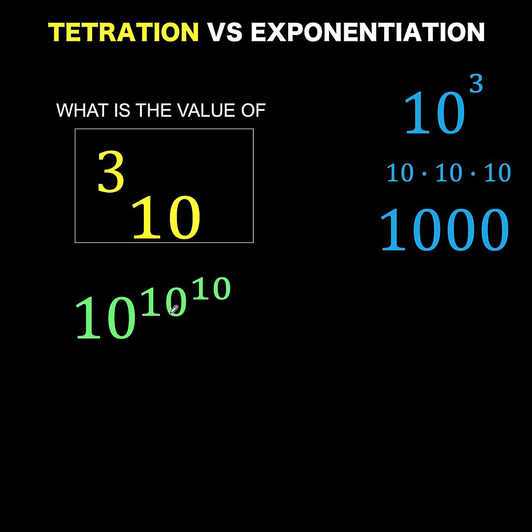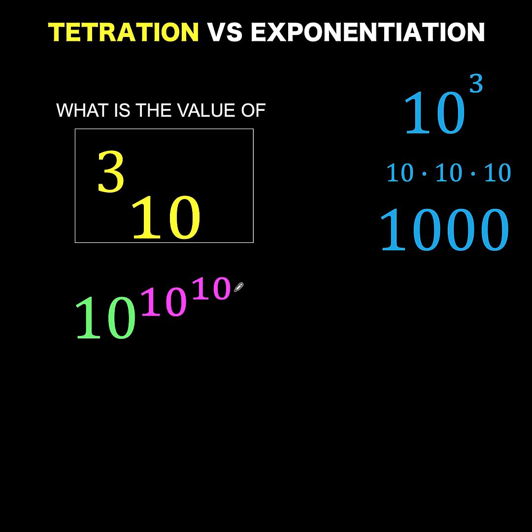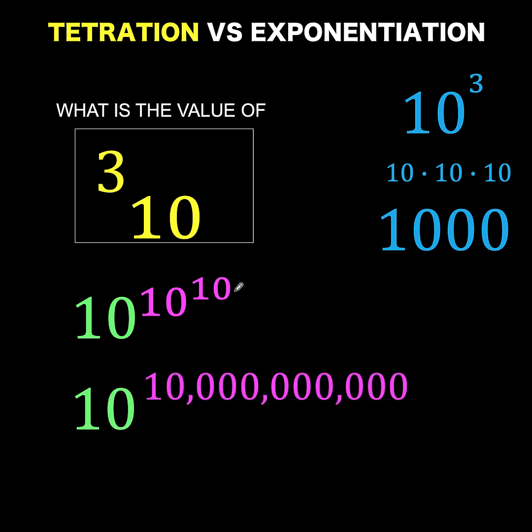So this means we start first evaluating this exponent, 10 to the 10th, which is equal to the number 10 multiplied 10 times. And this is equal to 10 billion. The shortcut is just to get the number 1 followed by 10 zeros. So this means that this power tower is equal to 10 raised to 10 billion.